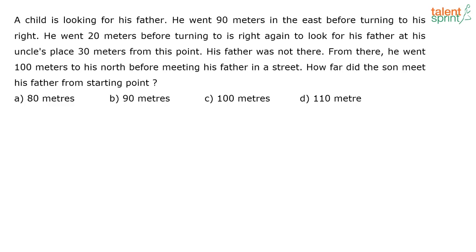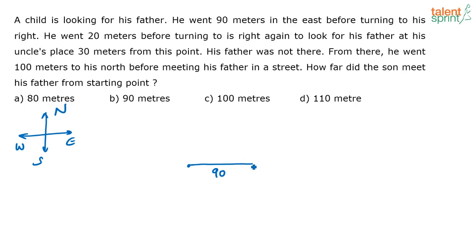Whenever you have questions on directions, the first thing that you do is to draw a directions diagram. Just in case, if you are thorough with it and you know it by heart, no need, but it is always better to draw so that you don't make any mistakes while solving. So try this one and give me the answer. A child is looking for his father. He went 90 meters in the east. So towards east he is going 90 meters. If this is his starting point, he is going 90 meters in the east before turning to his right.